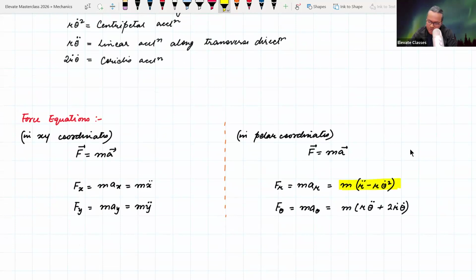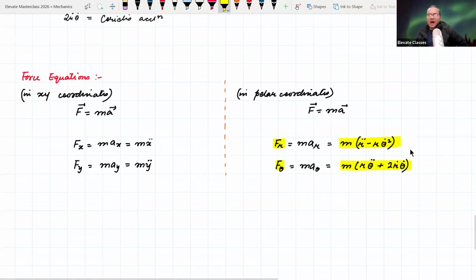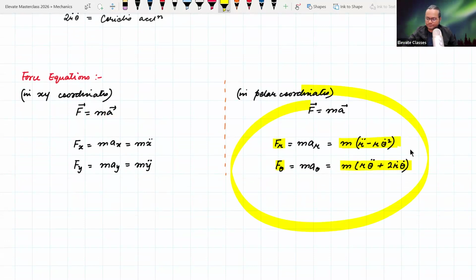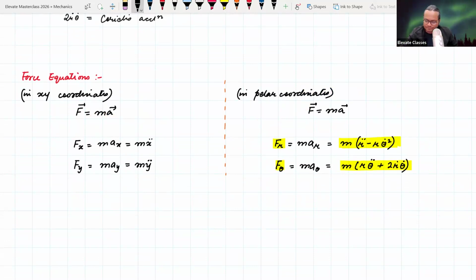This is the force equation in the radial direction, m times r double dot minus r theta dot square. And this is the force equation in the transverse or the tangential direction, m times r theta double dot plus 2 r dot theta dot. So now if we start doing calculations in polar coordinates, instead of writing the net force in this particular manner, we need to start writing in this particular manner. What do I mean by that?